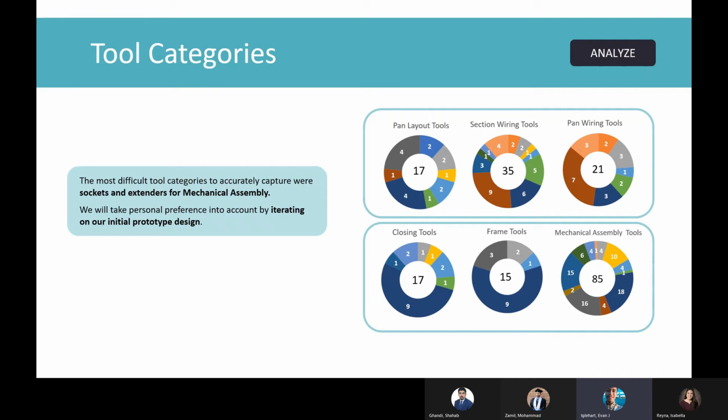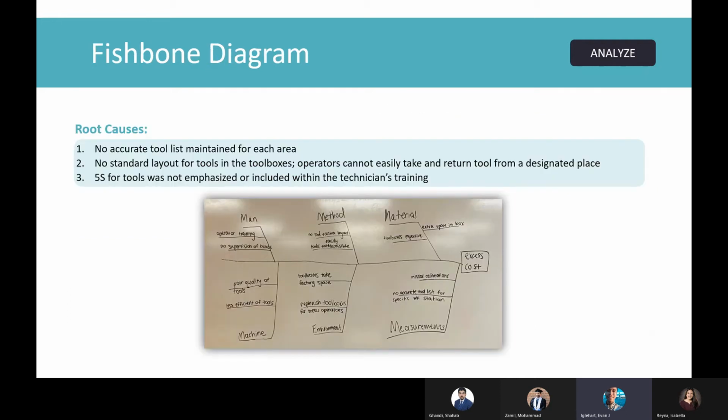create a tool layout. Next, we created a fishbone diagram during the stage to ensure that we were addressing the root causes of our problem. The main causes were found to be no accurate tool lists, no standard tool layout for operators, and no 5S tool system emphasized in the training for technicians.